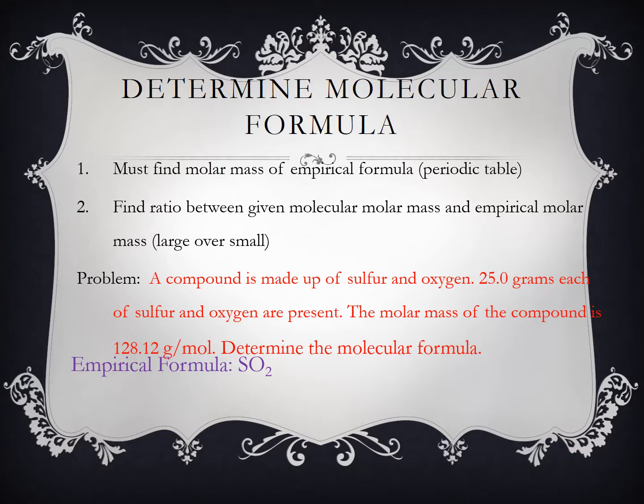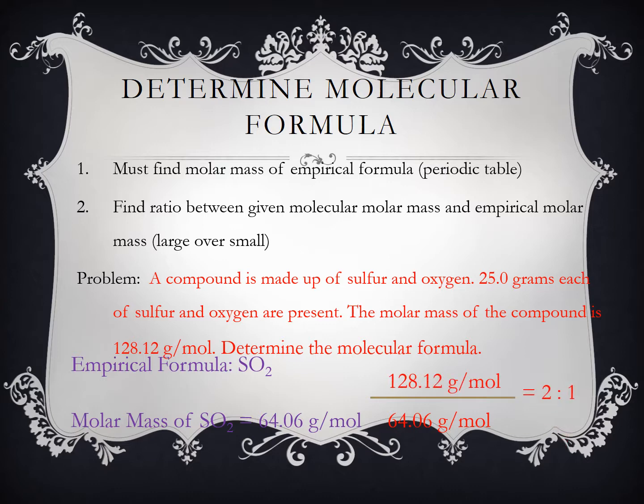finding the moles of each sulfur and oxygen. And the molar mass of SO2 is 64. So again, kind of thinking twice as much. So the ratio is 2 to 1. So that means the molecular formula would be S2O4. So you need twice as much SO2.